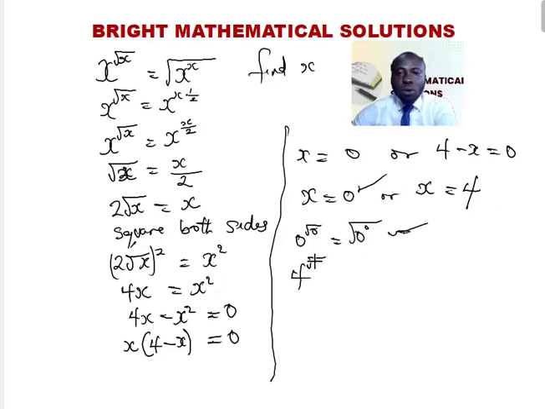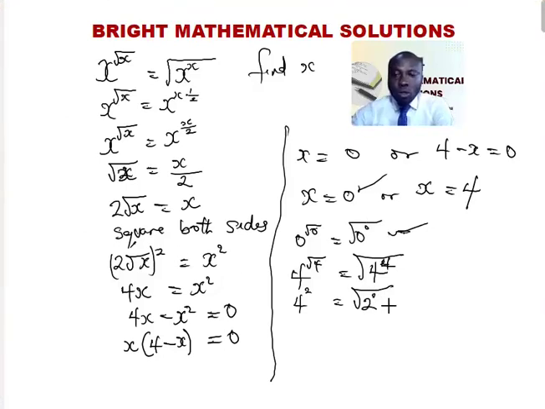4 raised to the power of square root of 4 equals square root of 4 raised to power 4. So this would now become: square root of 4 is 2, so this gives us 4 raised to power 2, that's 4 multiplied by 4, that's 16. And on the other side, this gives us square root of 4 raised to power 4, that is square root of 256, and the square root of 256 is also 16. So our equation is true for x equals 4.